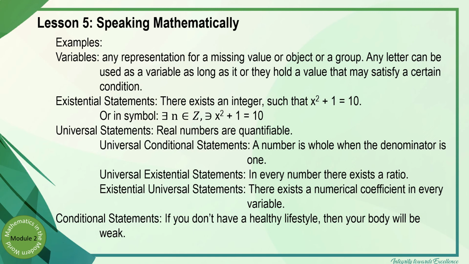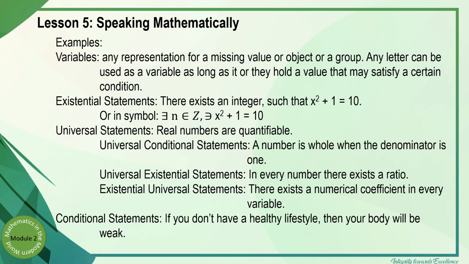Okay, next, universal existential statements. In every number, so universal statement. Existential na tayo. There exists a ratio. So, lahat daw ng number may nag-exist na ratio. Totoo, di ba? Tama naman, di ba? So, as long as the number that we are talking about is a real number. Okay? So, halimbawa ay 1. Ang ratio ng 1 ay 1:1. Kasi 1 divided by 1, 1.